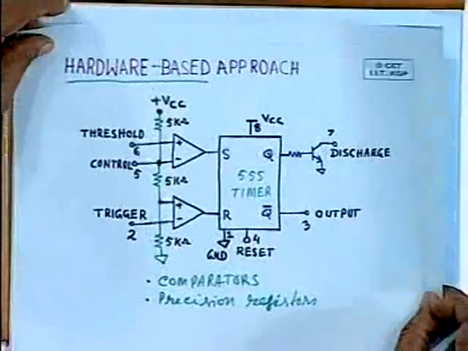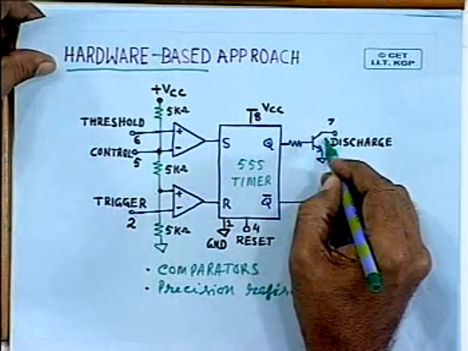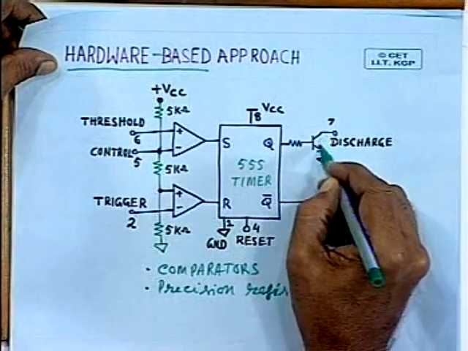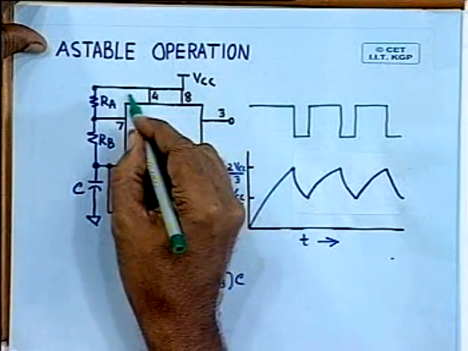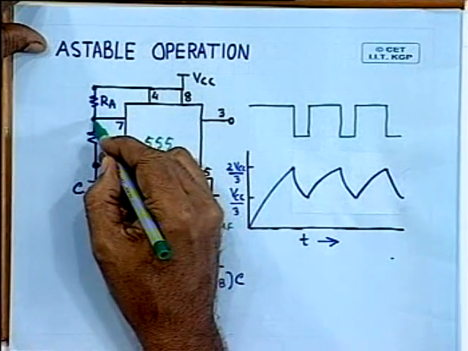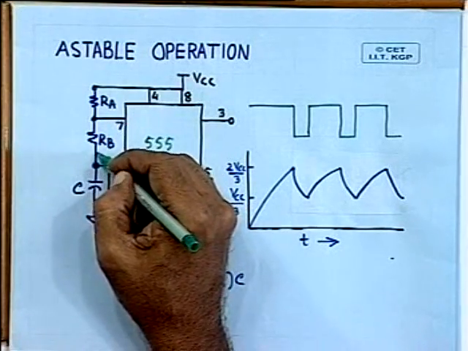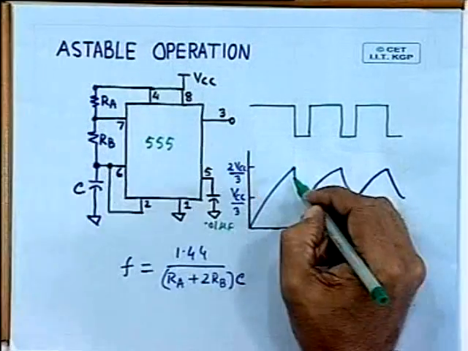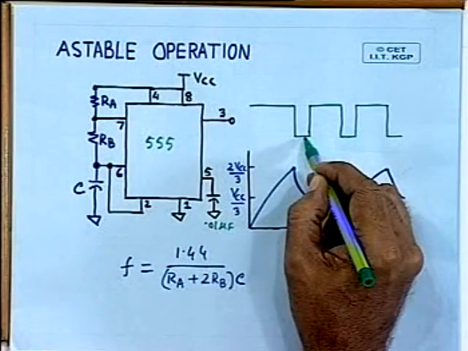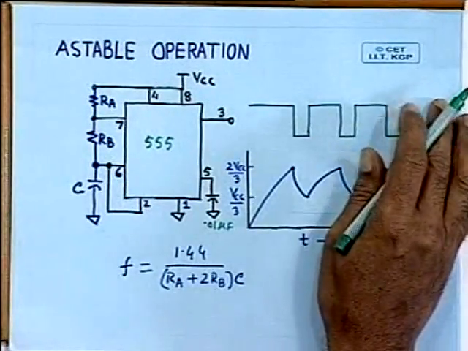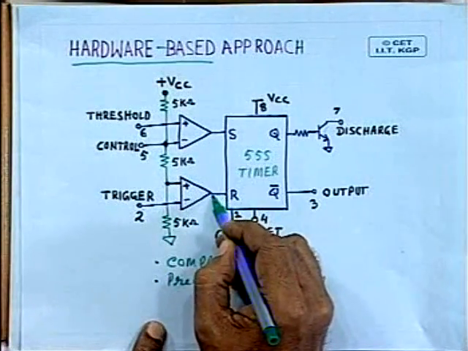And not only does the output go down, this line becomes 1, which makes this transistor on. This transistor being on means this point is effectively connected to ground, so now, whereas earlier it was charging, the capacitor discharges through this resistor RB. As it discharges, the output remains low, and when it goes below the 1/3 level, this particular comparator turns on.